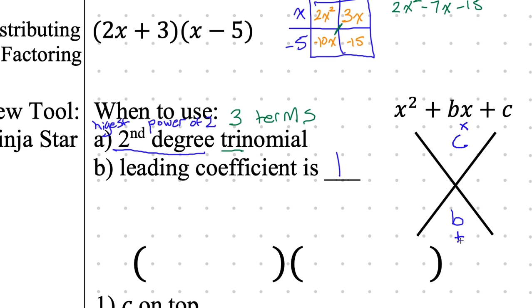But again, as long as you just remember that the last number is the one that you're multiplying to and the middle coefficient is the one that you're trying to add to, you don't need the ninja star. You can just do these in your head.